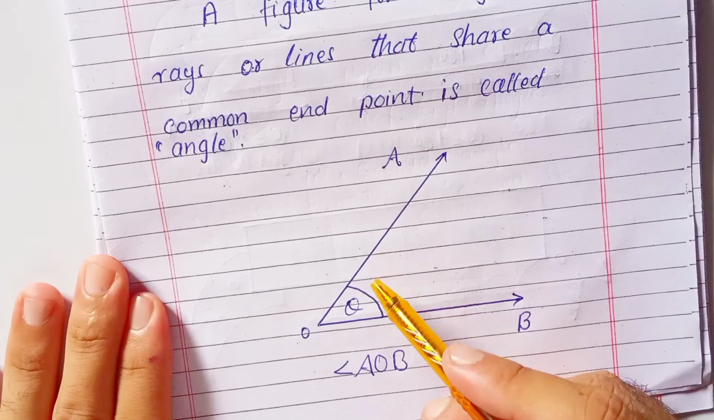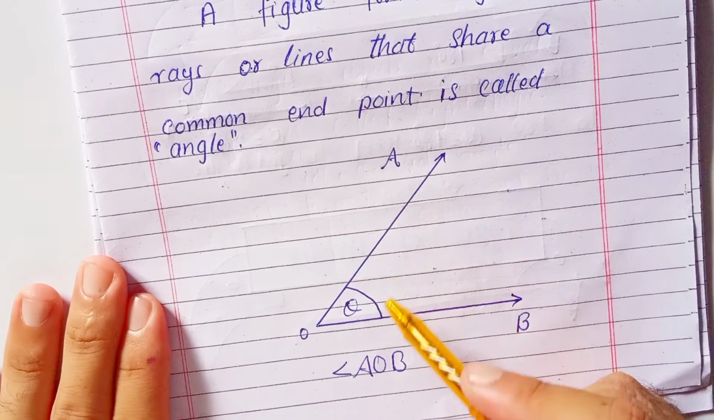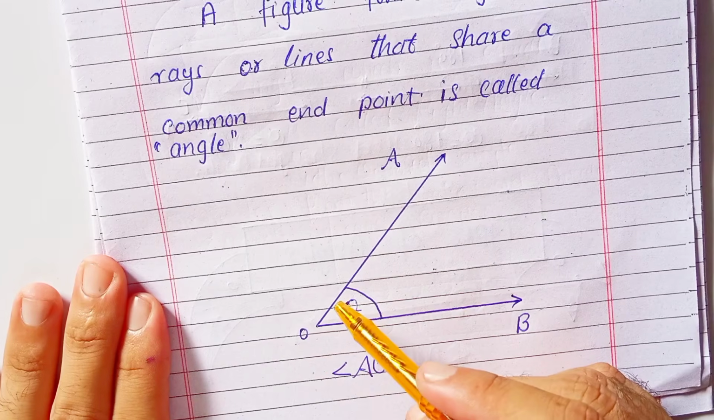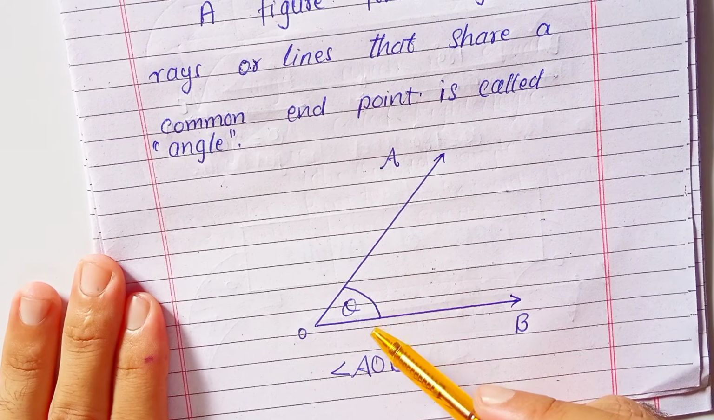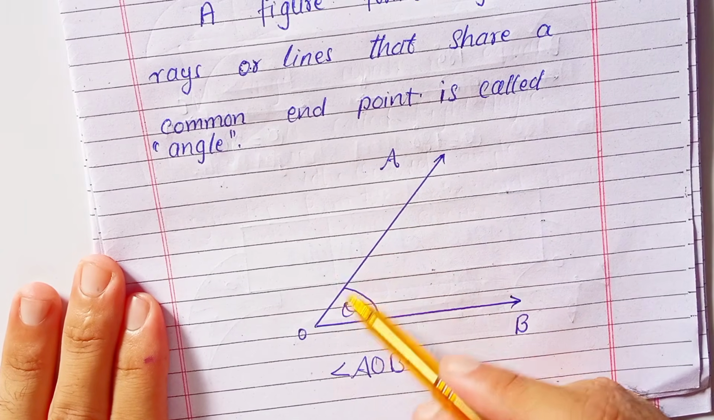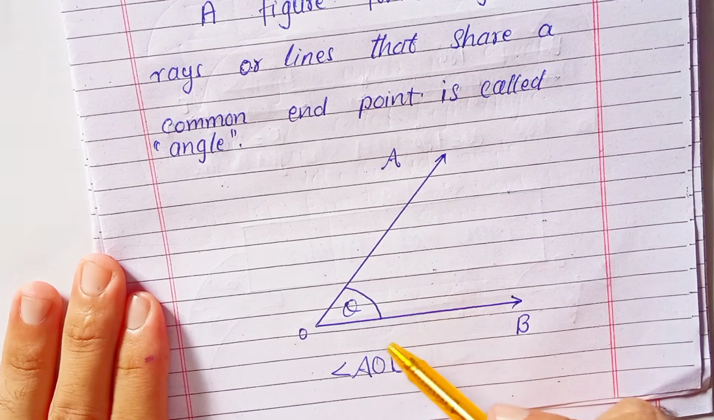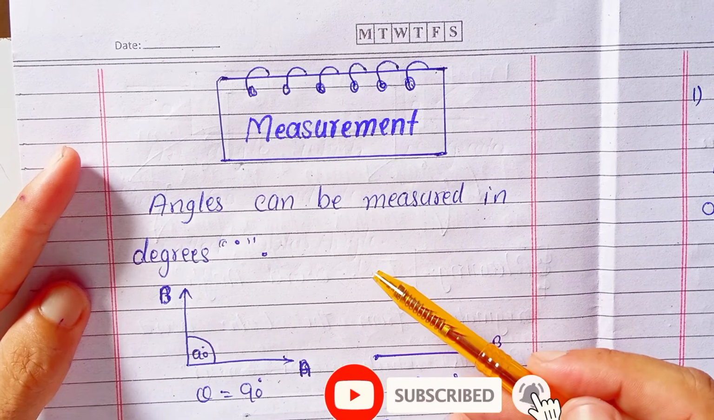There are three parts of the angle AOB. The two rays of the angle are OA and OB, and O is the vertex of the angle AOB. OB is called the initial side or ray of the angle AOB, and OA is called the terminal side of the angle AOB. Angles can be measured in different units, such as degrees, radians, etc.